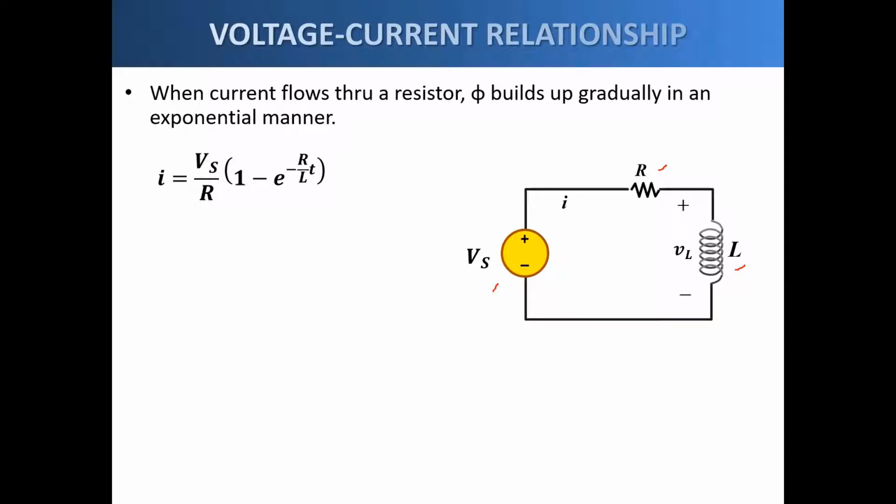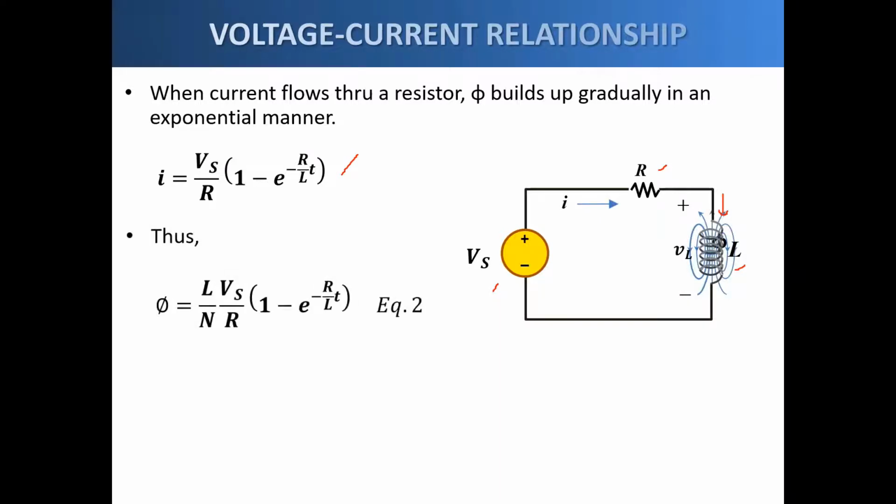Now, without showing the derivation, the current that we will get there will increase gradually, and in fact will behave exponentially as shown by this equation. Since our flux is directly proportional to the current that flows through it, that means that the flux will also behave exponentially and will be given by this equation.